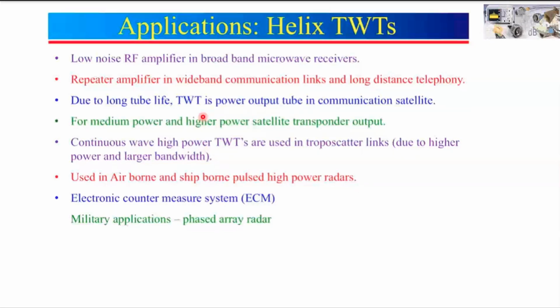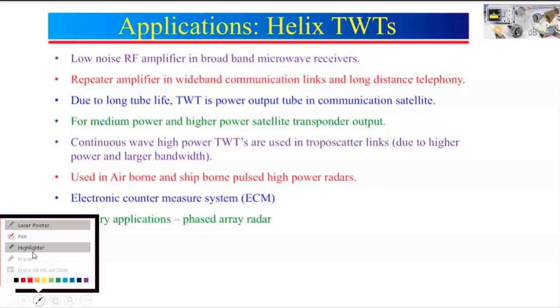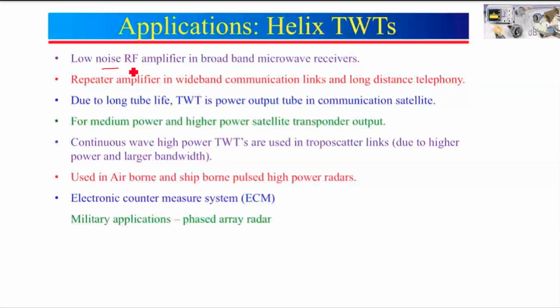Because of their higher power and large bandwidth, they can also be used in tropospheric scattering. Then they can be used in phased array radars in military applications and electronic countermeasure systems. All these are the practical applications, just theoretical. You have to remember these applications of traveling wave tubes. One or two is more than enough to remember. Basically, the most important application of the traveling wave tube is this one, a low noise RF amplifier and a repeater amplifier in a wideband communication link.